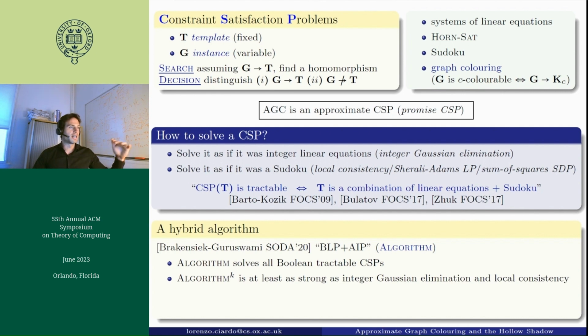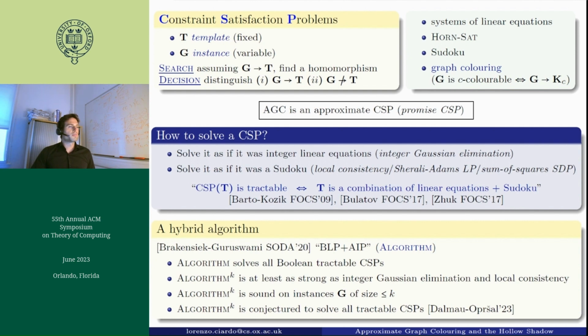It naturally comes as a hierarchy, the same as Sherali-Adams or sum of squares. And this hierarchy is at least as strong as both the methods I mentioned, so it is at least as strong as integer Gaussian elimination and local consistency. It is sound in the limit, in the sense that if I take some instance having k vertices, then the kth level of the algorithm is always able to classify it correctly. This is actually already true for local consistency. And it is conjectured that it may solve all tractable CSPs, exactly because it combines these two philosophies, and a CSP is tractable if and only if it is a combination of these two templates.